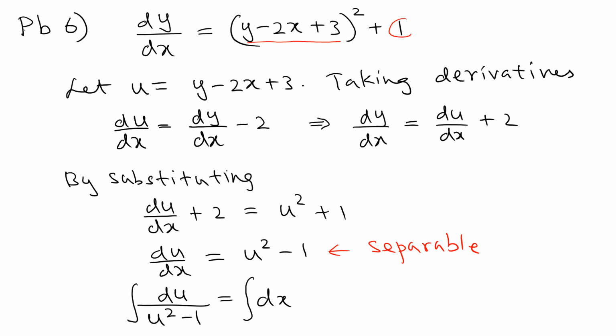So you can see how to integrate something like this. Since you can easily factor the bottom term, we could use partial fractions to integrate. But this one has a special format because it's like u squared minus a squared, or x squared minus a squared. So we can use this special formula to save time.